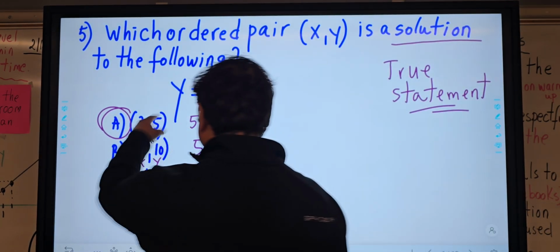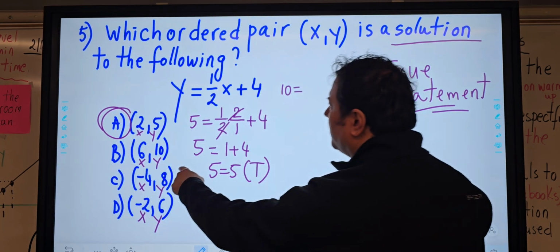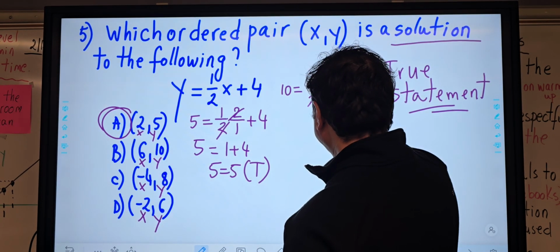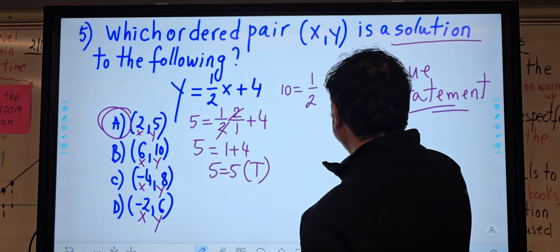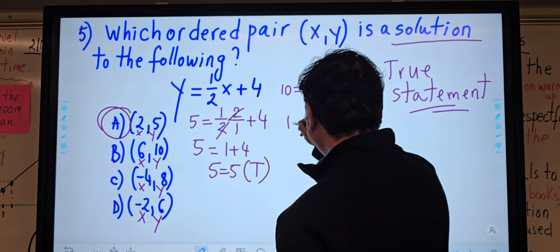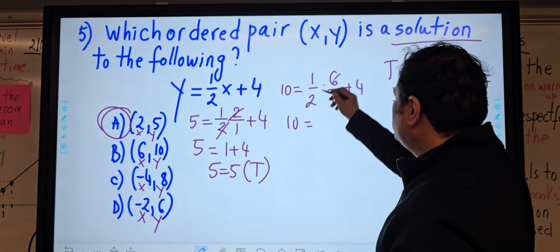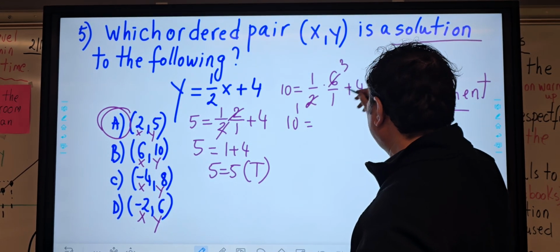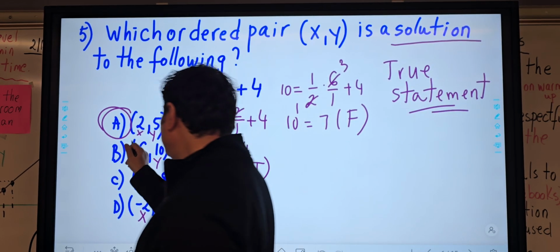Okay, so instead of y, we put 10. So we have 10 equals 1 over 2 times x. X is 6 over 1 plus 4. We have 10 equals... 6 and 2 simplifies to 1 and 3. 3 plus 4 is 7. And this is false. And B does not work.